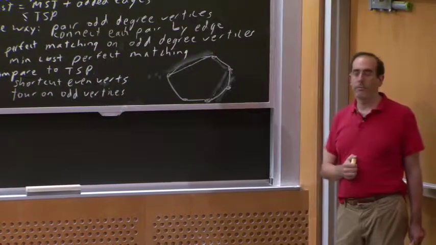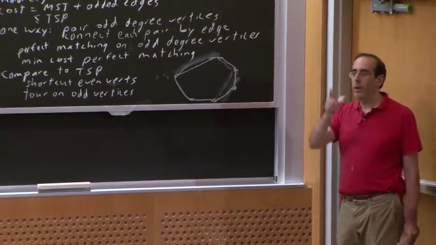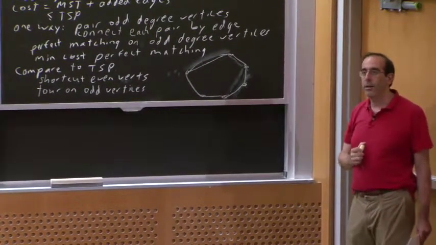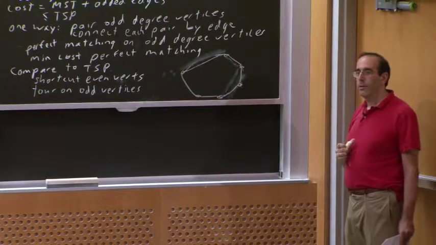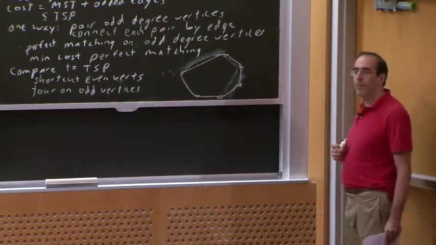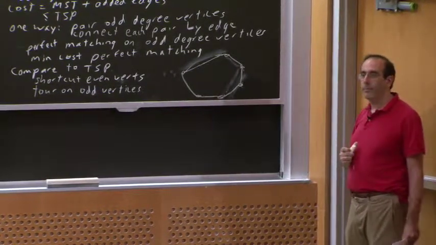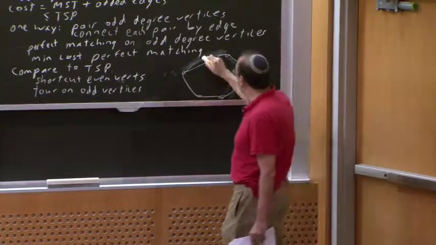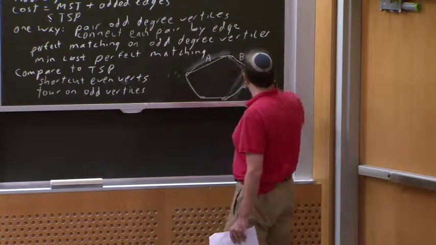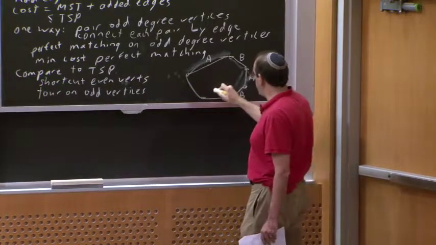Yeah? It's less than or equal to half of the tour. How come? Well, if you just take alternate edges, then one of the two sums has to be less than or equal to half. So let me just label these edges alternately A and B.